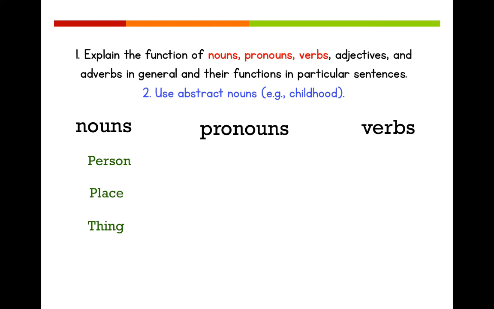Now, another idea here is an abstract noun. An abstract noun is an idea, like childhood is an idea. It's not really something you can touch. Dream, right? That's an idea. But that's also a noun. Someone's hard work, that's a noun. You can't really touch it, but it's an idea that you can observe. So those are nouns: person, place, thing, and idea.